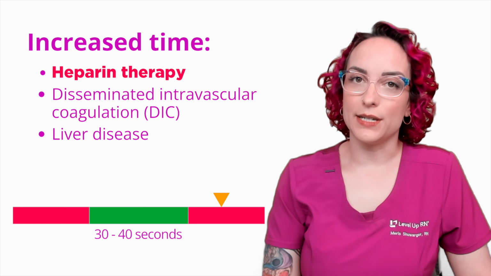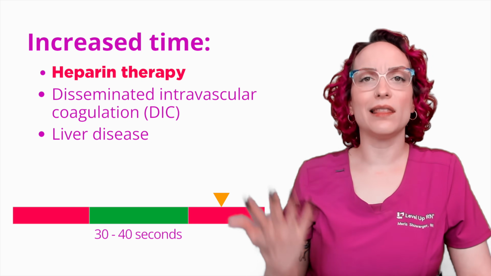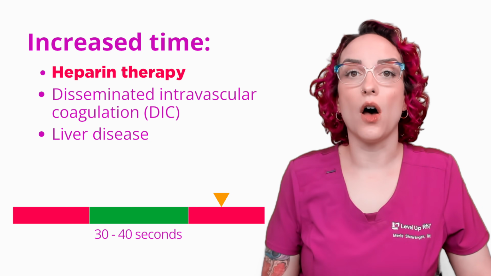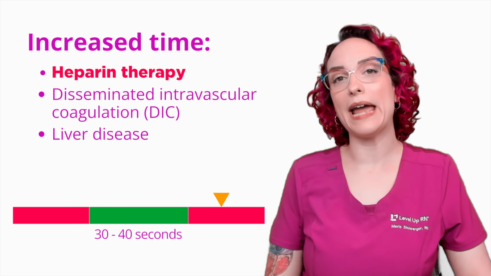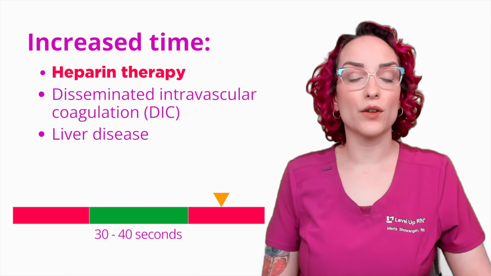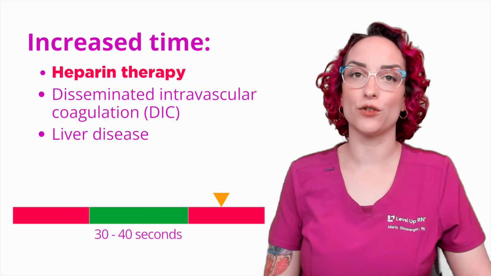And liver disease. Again, this one stumps a lot of nursing students. Why liver disease? Liver is responsible for the production of different clotting factors. So if I have a faulty or diseased liver, then it's possible that I'm not going to be able to clot my blood appropriately, and I may see those increased times.